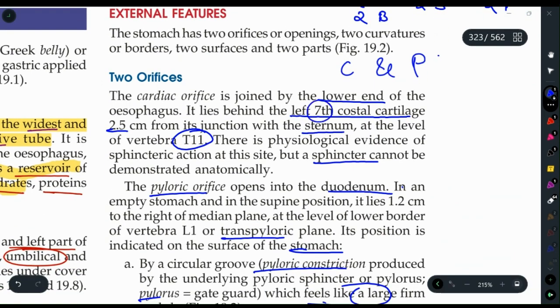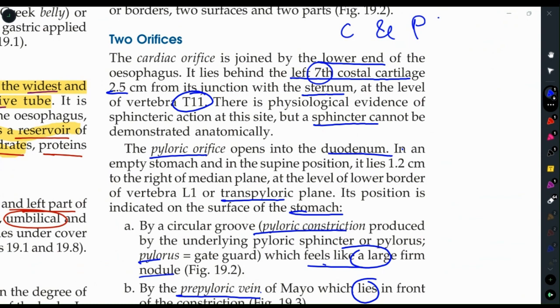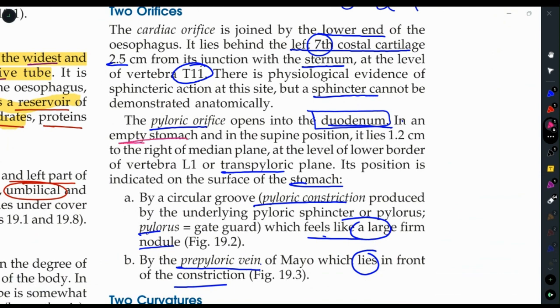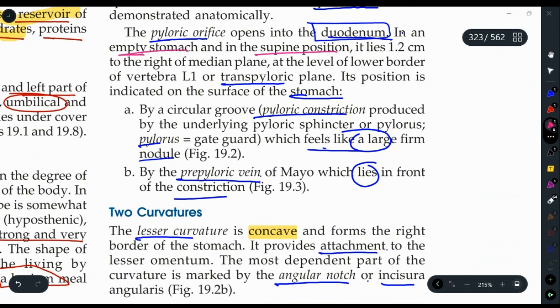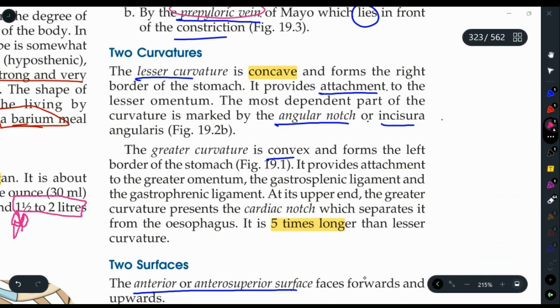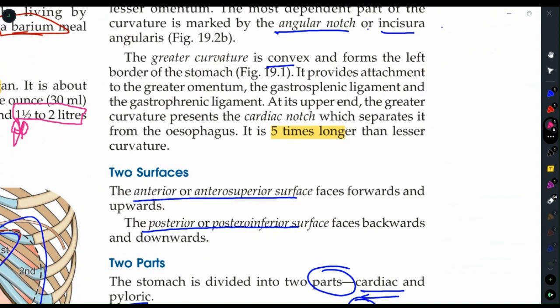Then we will move towards the external features, which has two orifices, the cardiac and the pyloric. Cardiac is at the left seventh costal cartilage. This has to be mentioned; most of them forget. Pyloric orifice opens into the duodenum, in an empty stomach in supine position, with a circular groove, then the pre-pyloric vein. Then there are two curvatures. The lesser curvature is concave and provides attachment to the lesser omentum, with the angular notch, the incisura angularis. The greater curvature is convex, forms the upper border of the stomach, and gives attachment to the greater omentum, gastrosplenic ligament, and the gastrophrenic ligament.